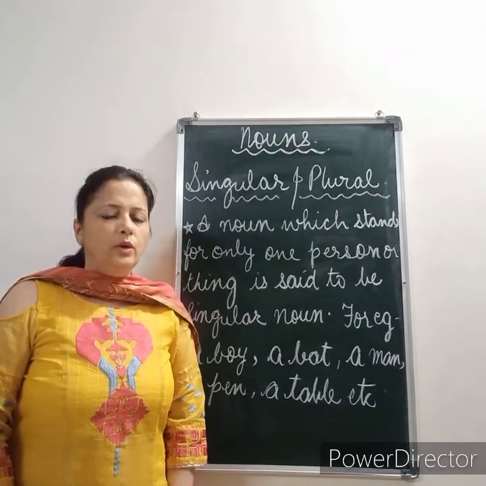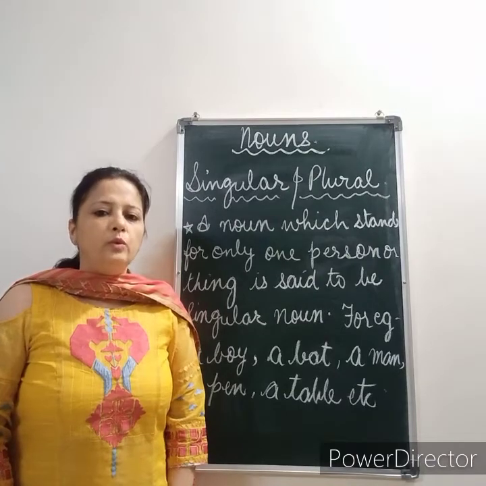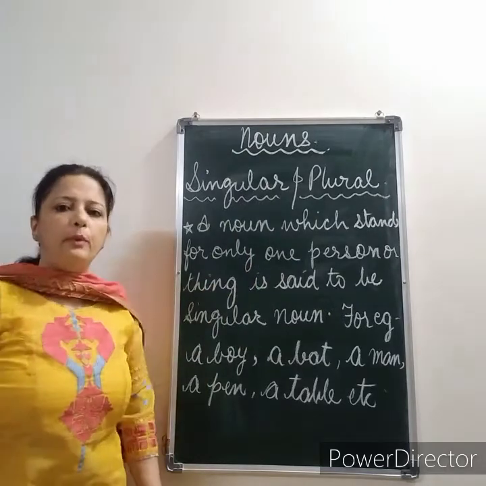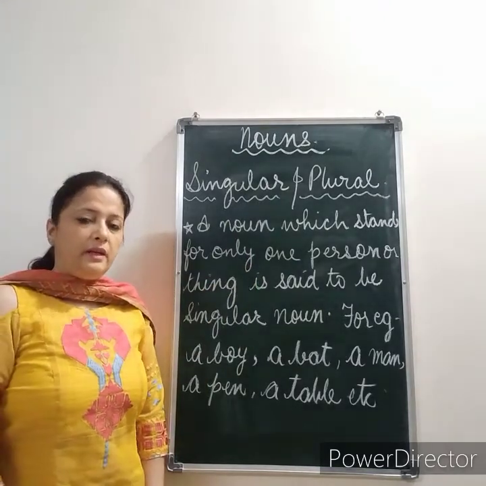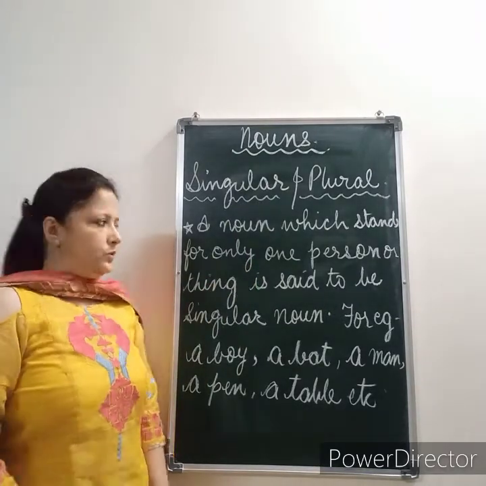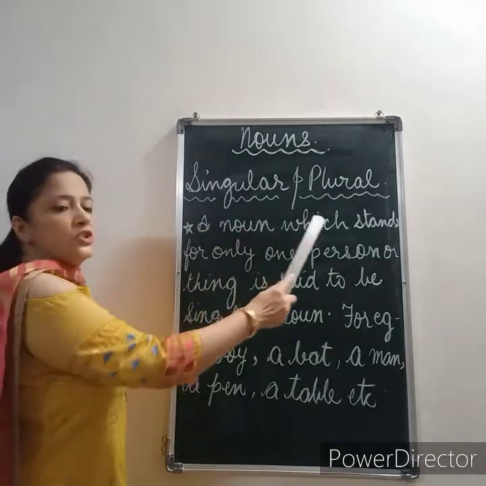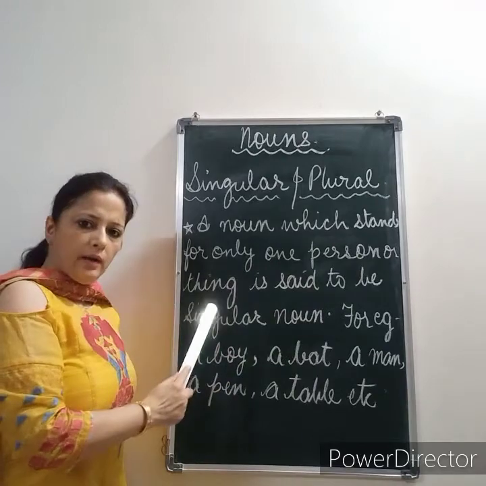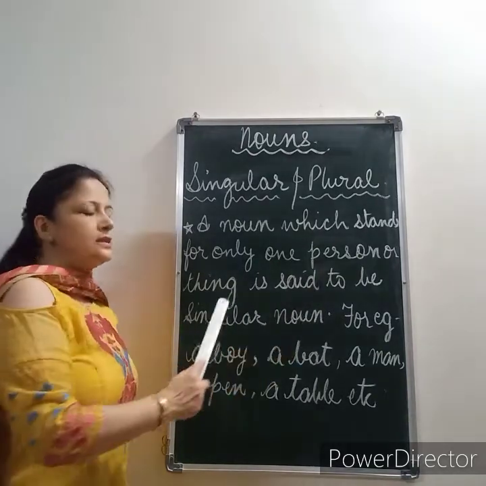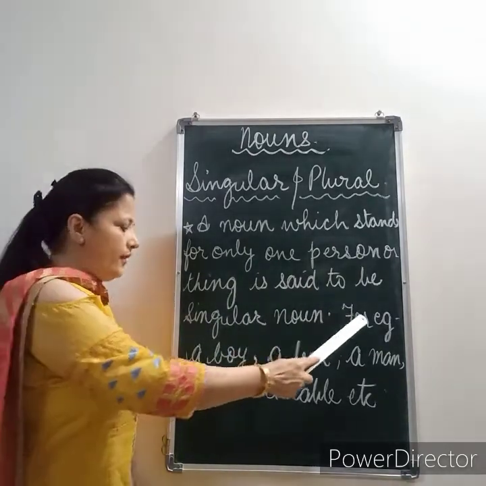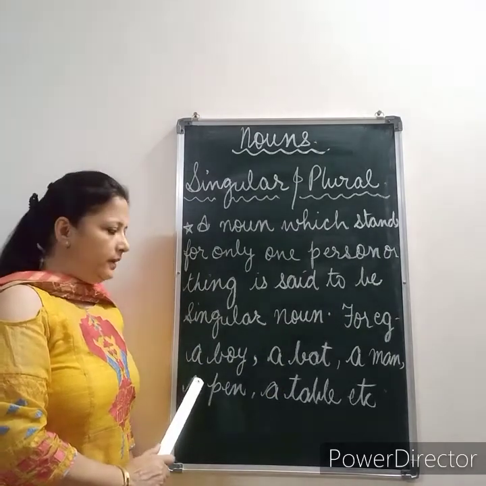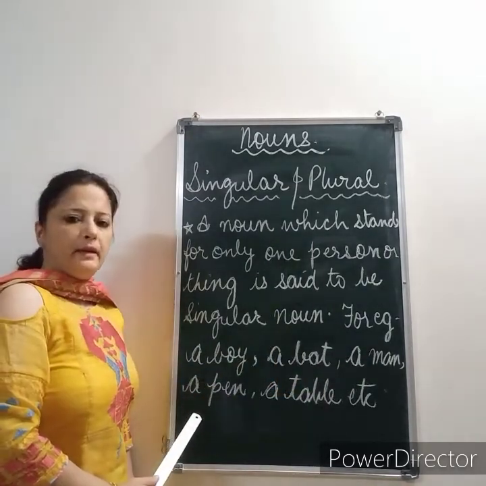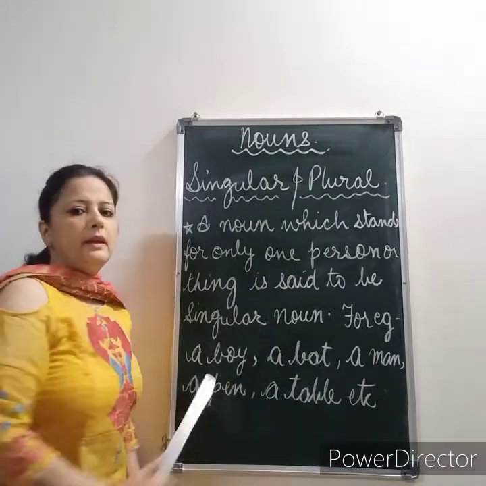Today in this video we are going to study a new grammar topic, nouns, singular and plural. Now let me explain to you what singular nouns are. A noun which stands for only one person or thing is said to be a singular noun. For example, a boy, a bat, a man, a pen, a table, etc.